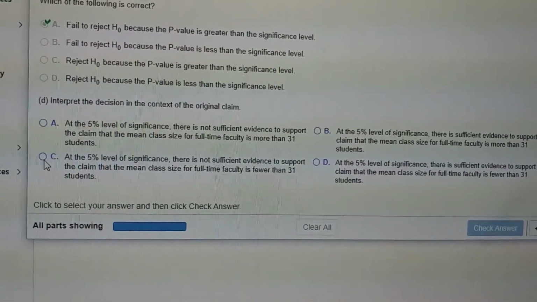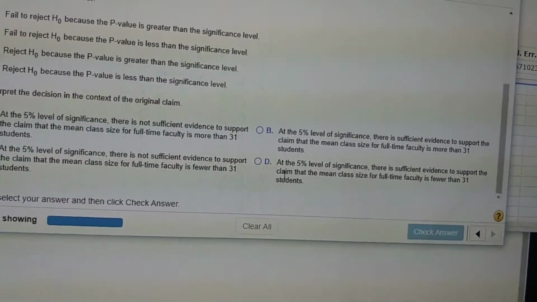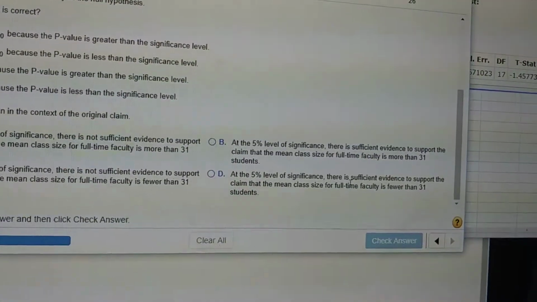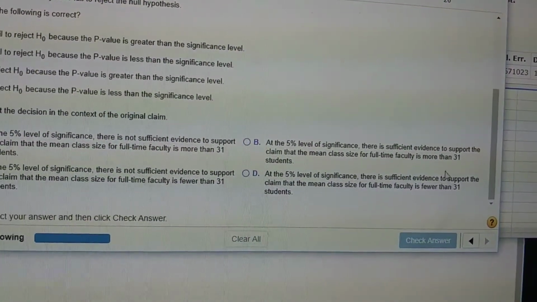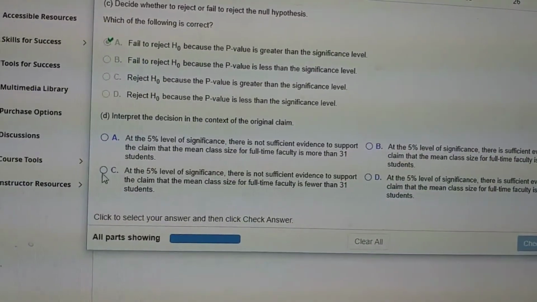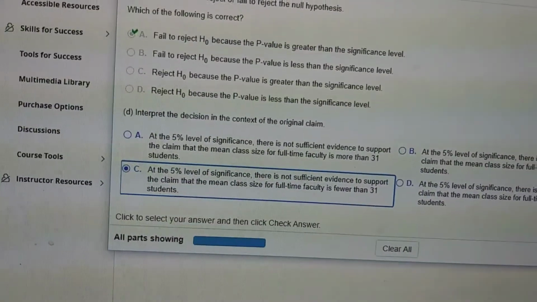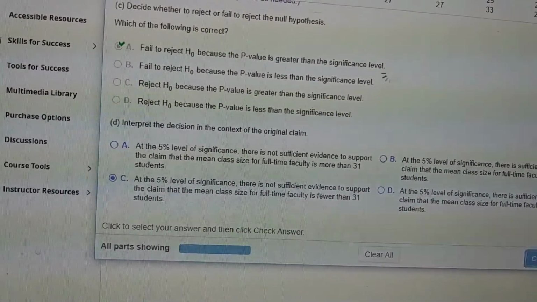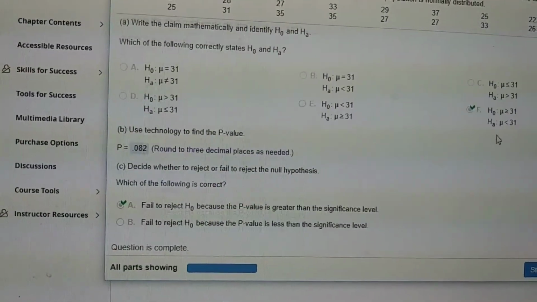Looks like this one, everything is pointing in the right direction. Let's just read D. At 5% level of significance, there is sufficient evidence to claim that the mean class size is fewer than... No, we're rejecting that, remember? We don't have sufficient evidence to support. And so that should be C. Click that. Yeah, so we have answered A, B, and C.